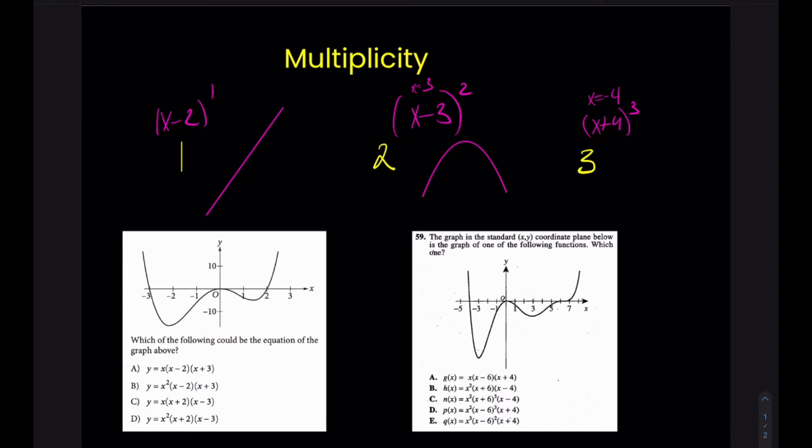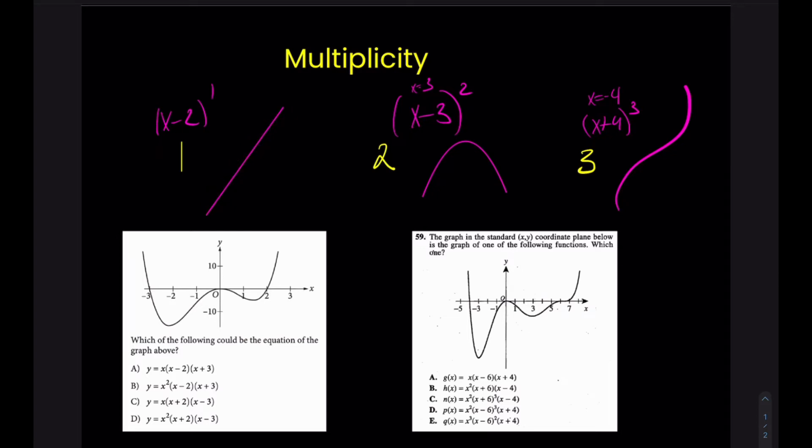And what does that do? That's actually creating a squiggle like that. Again, when something has a multiplicity of 3, it creates a squiggle. When something has a multiplicity of 2, it bounces off. And when something has a multiplicity of 1, it goes straight through.